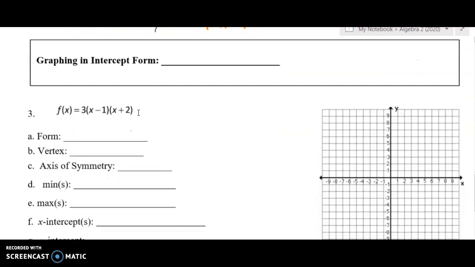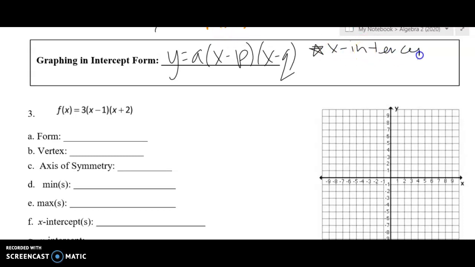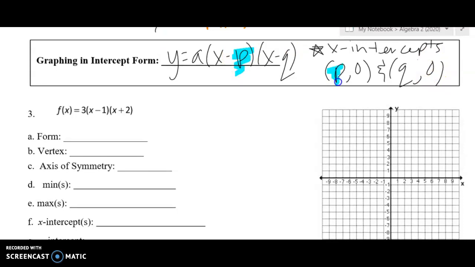Okay, let's recap on this formula. Graphing in intercept form. The equation is y equals a times parenthesis x minus p, parenthesis x minus q. Intercept form tells us one thing really easily and very quickly. It is the x-intercepts. The x-intercepts are (p, 0) and (q, 0). This comes from the p on the inside and the q. That's what helps get you those points.